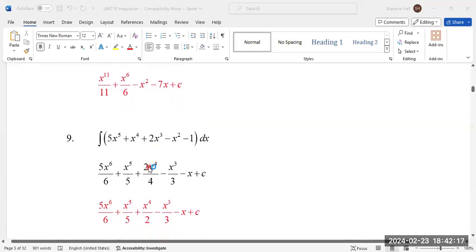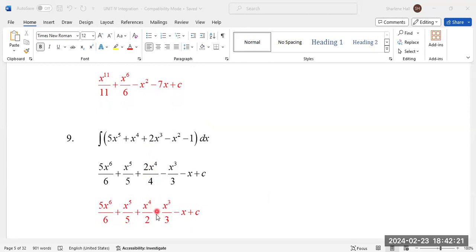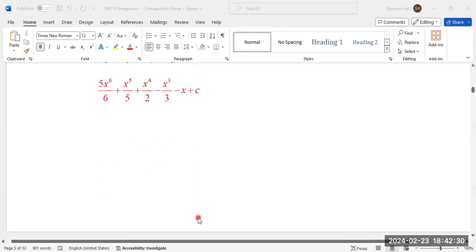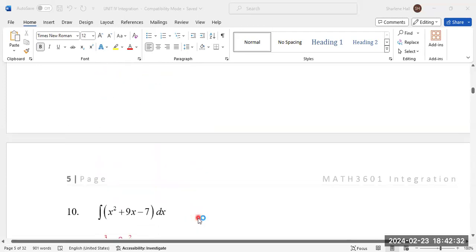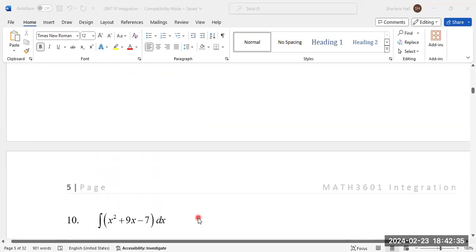I recognize I could cancel the 2 and 4, so I can get x squared over 2. Always remember that. We always work in its lowest term. All right, sir. Two more and then I move. Number 10 is the one.